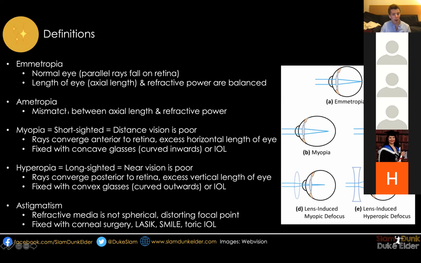Ametropia is when there's a mismatch between these measurements, okay? So the refractive power of the eye is either too strong or too little, or maybe the eye is too long or too tall, etc. And these are known as myopia, hyperopia, okay? Myopia is short-sightedness. Distance vision means people can't see good in distance. And the rays converge, they're slightly short of the retina, so they converge earlier on, okay? And don't hit the retina quite on, okay?